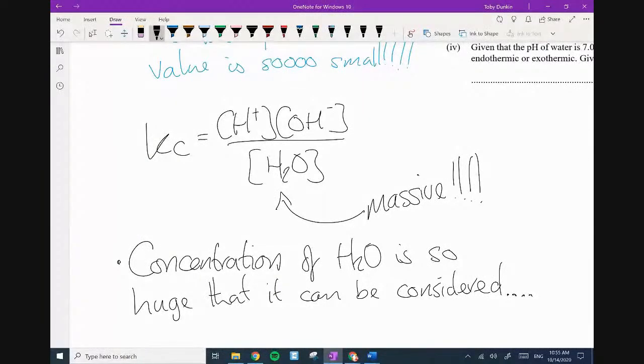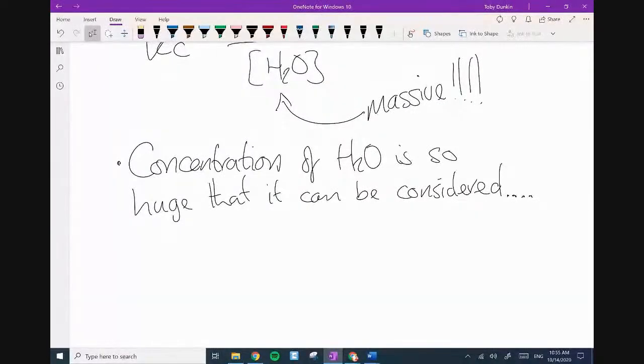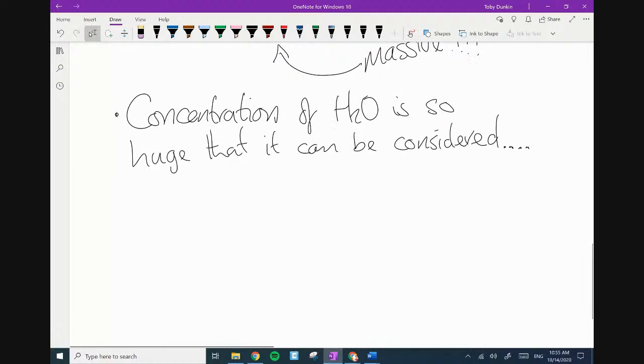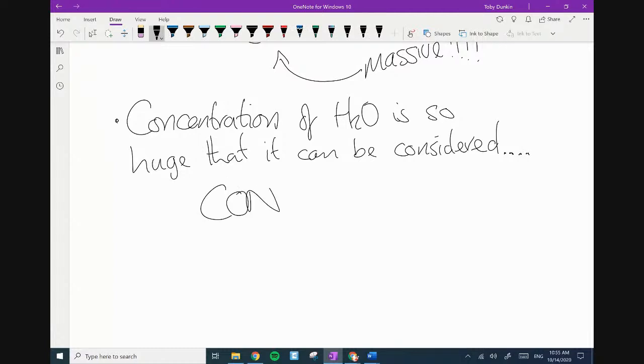Mathematicians in the room, if a value is so large, and I mean enormous, it's like 55 molar. It is insane. If a number is so big, what would that value become in mathematics? What would you call it? If anyone can post in the chat on that particular question. It can be considered constant. No matter how far we push the equilibrium, it just doesn't change enough to actually see a difference in that value.